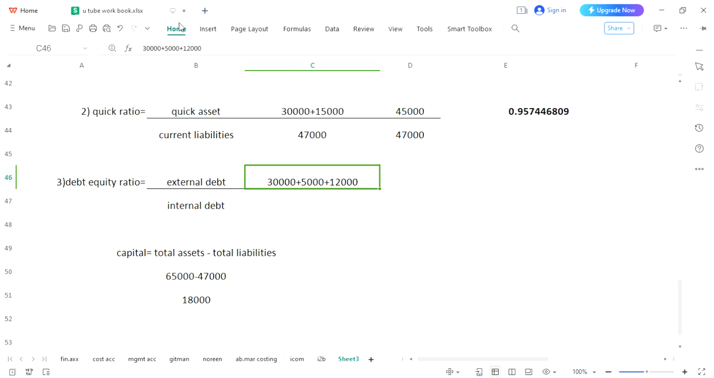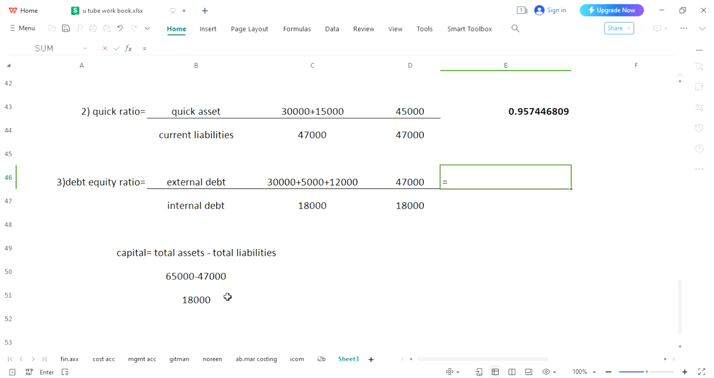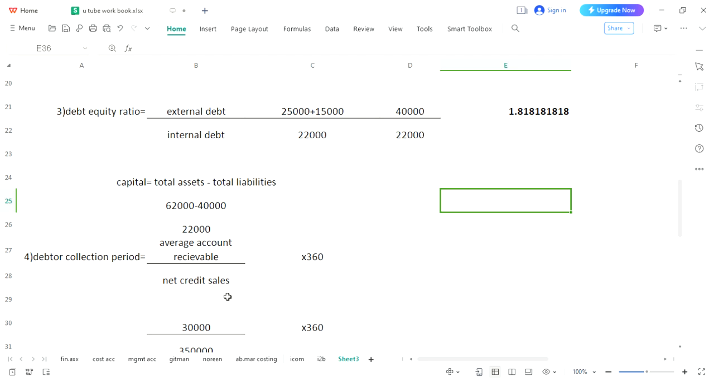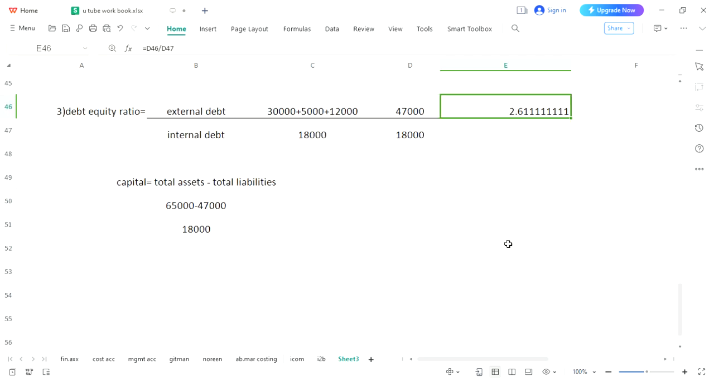So for debt equity ratio, external debt is divided by internal debt. Internal debt 18,000 we have calculated. Now let's take their sum, and here we have got the sum of external debt. Now we can put these into the calculator. So we have got 2.6 for debt equity ratio, second year. Look at here, 2.6, and we have calculated 2.6.